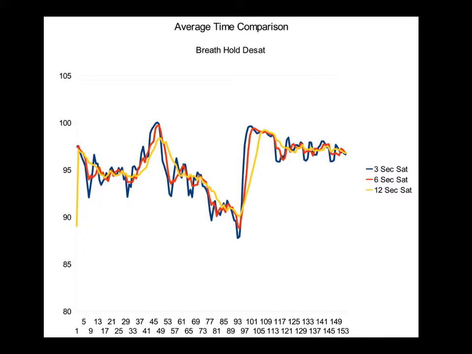That's the reason why you need at maximum a 3-second averaging time in an oximeter. I would really rather it be at a half second, but that's really not available today, at least not anything but in research.